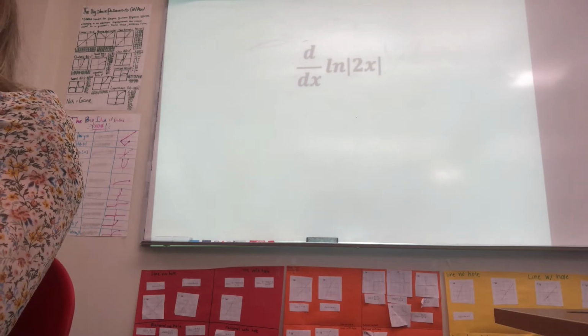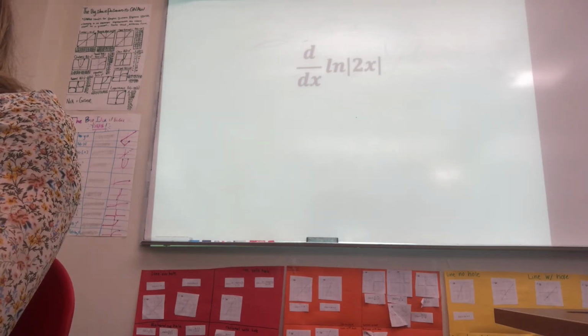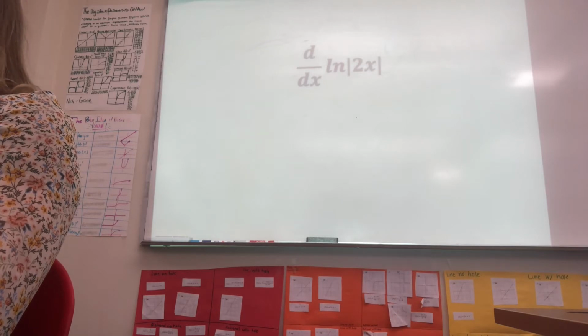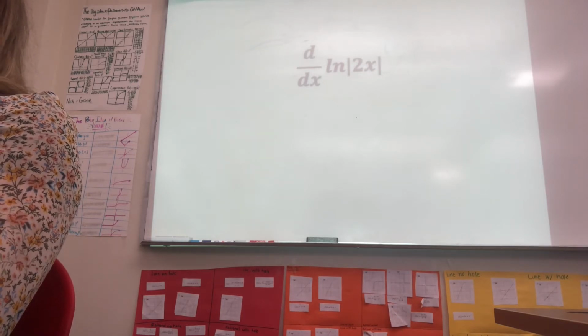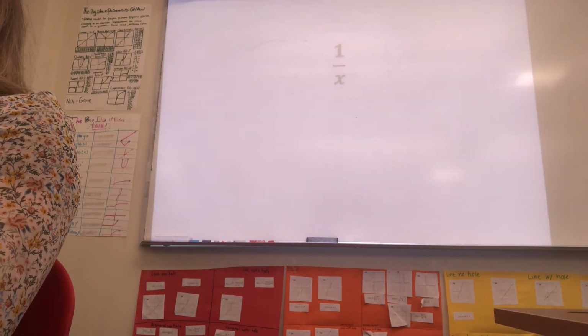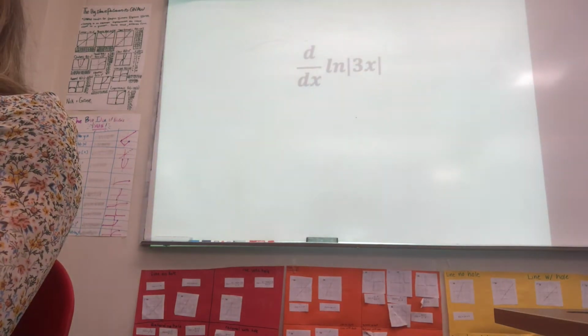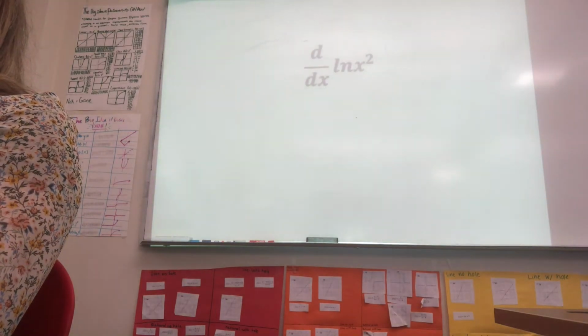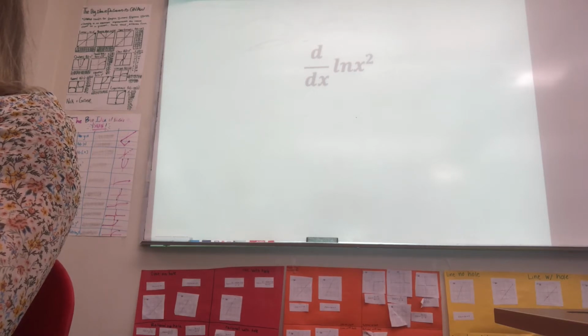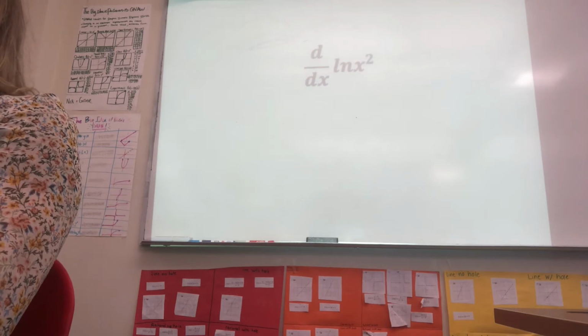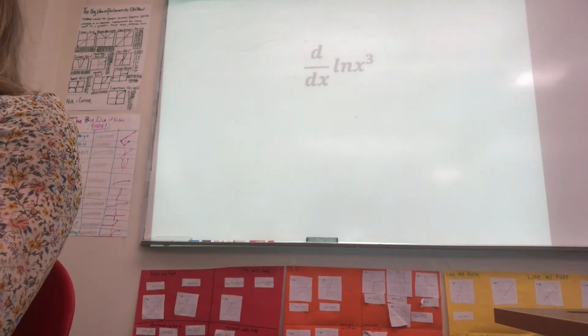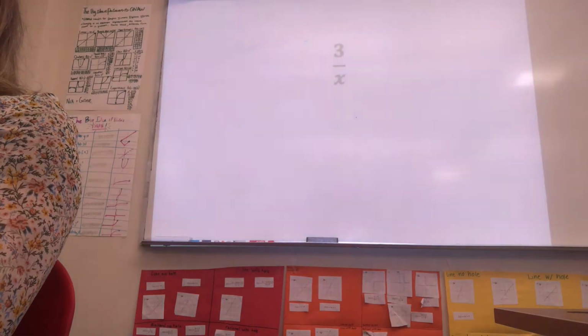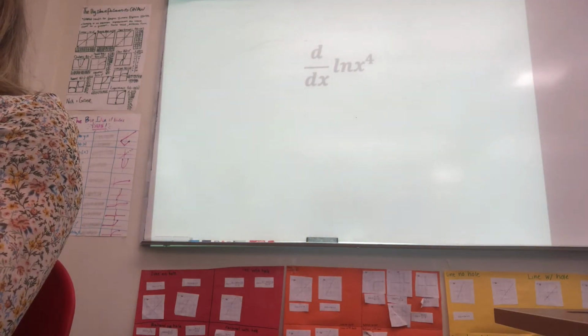Okay. What is the derivative of ln of absolute value 2x? Think. Chris. What about the derivative of ln of 3x? Logan. 1 over x. What about this one? Think. I am still calling on people. Isabel. 3 over x. Mariam. 4 over x.